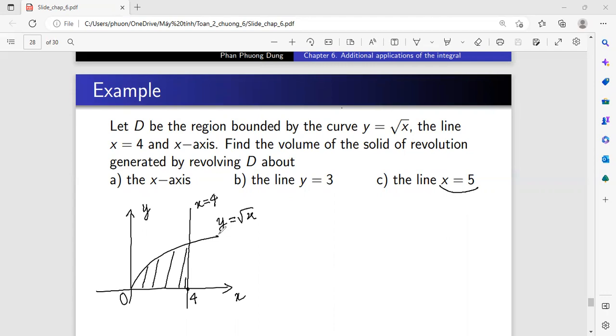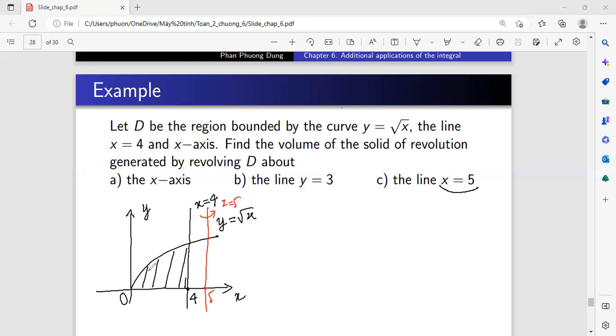We will use the red color to sketch this line. Right here, please add an arrow to indicate that this is the axis of revolution. Now, by revolving this region about the line x equals 5, we obtain a solid of revolution. And you can see that our solid of revolution is partially hollow inside.